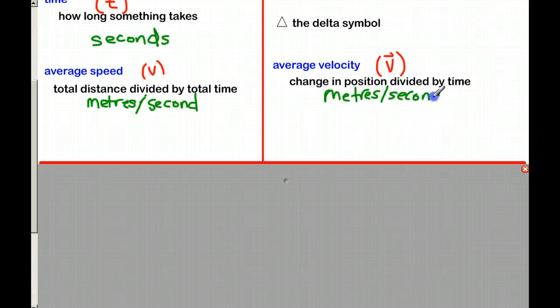Okay, so here's the difference. Our formulas. Average speed is equal to our total distance divided by time. And our average velocity, because it's a vector quantity, we have an arrow. And because it's a vector quantity, we have to use the vector version of distance, which is displacement, if you recall. So I'm going to introduce this new little symbol here, and it's defined for you up here. The delta symbol just means change in.